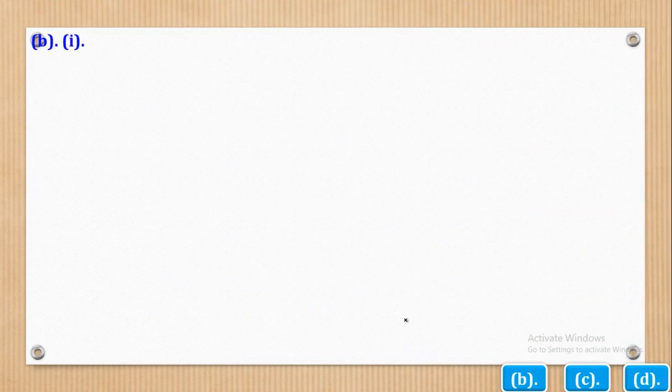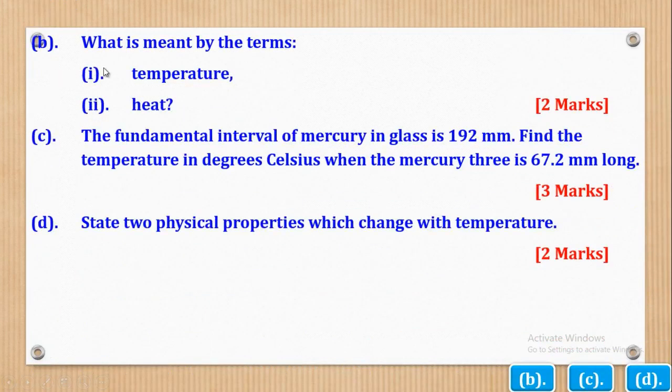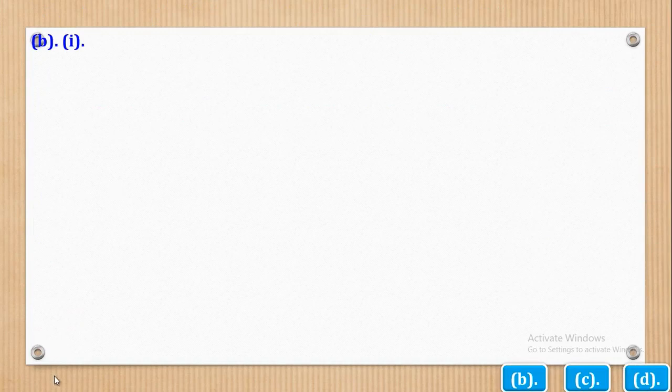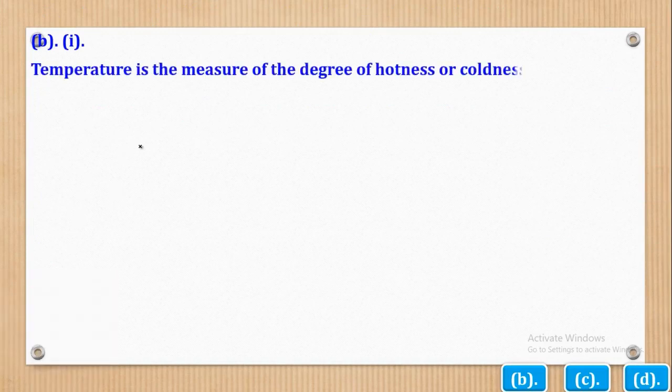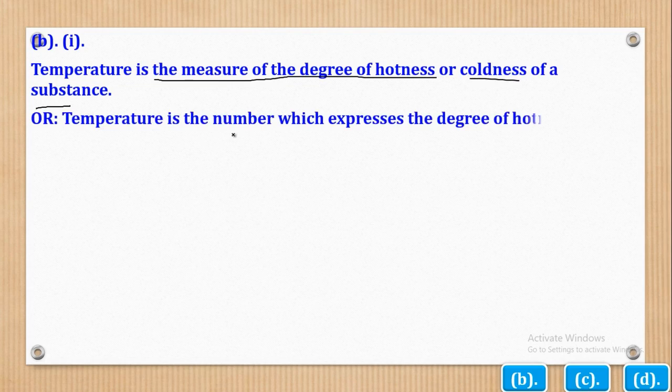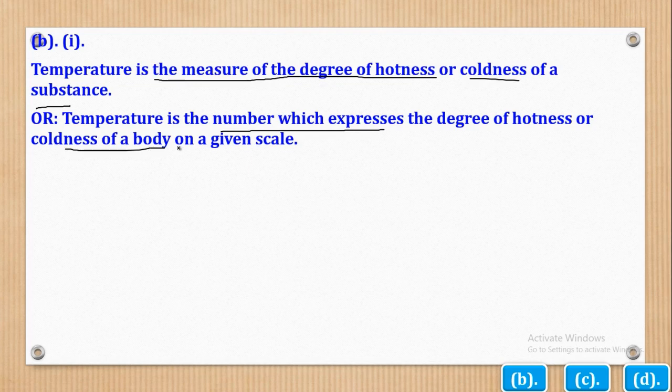So now we shall go to part B, Roman 1. Part B says what is meant by the terms Roman 1 temperature and Roman 2 heat. So just that temperature is the measure of the degree of hotness or coldness of a substance. Alternatively, we can also define temperature as the number which expresses the degree of hotness or coldness of a body on a given scale. So any of the two, they are somewhat similar, so any of the two is okay.